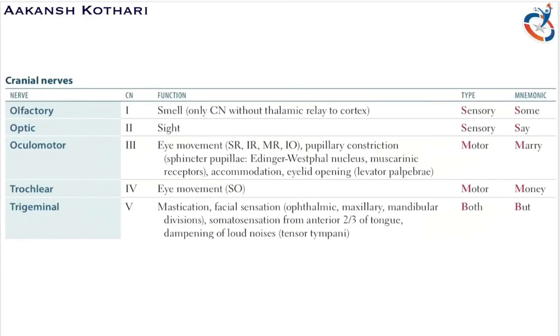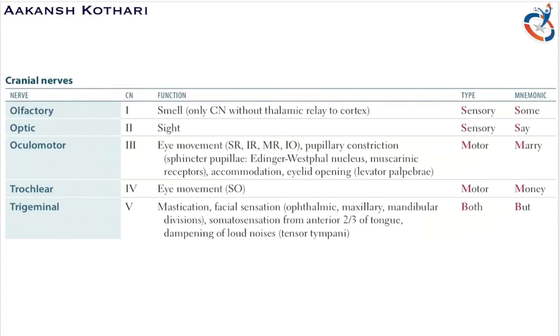Now remember that the oculomotor nerve is also important in accommodation of the eye and eyelid opening by the levator palpebrae muscle. So this is the major function of the oculomotor nerve, that is movement of the eye, accommodation, and eyelid opening. Am I clear? So we have covered the olfactory nerve, optic nerve, and oculomotor nerve.